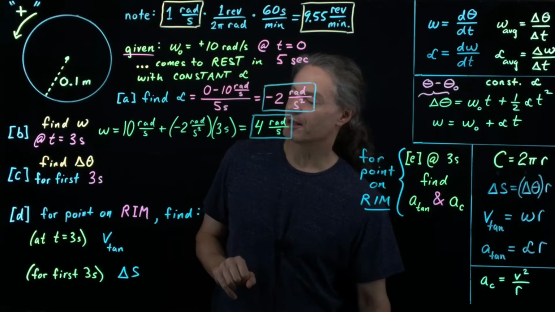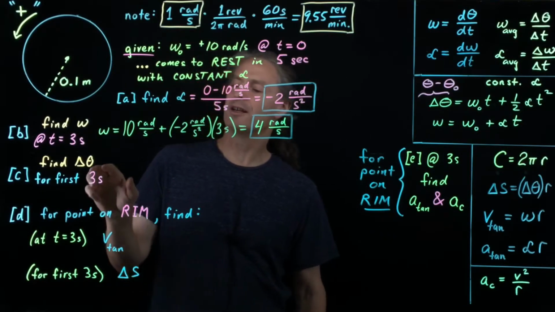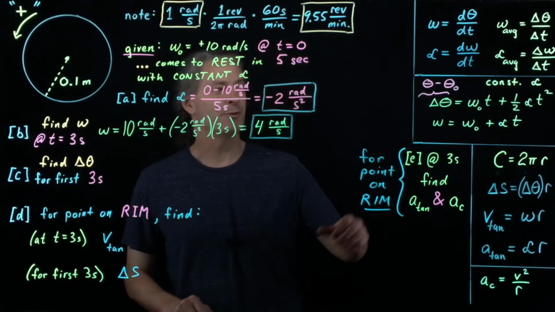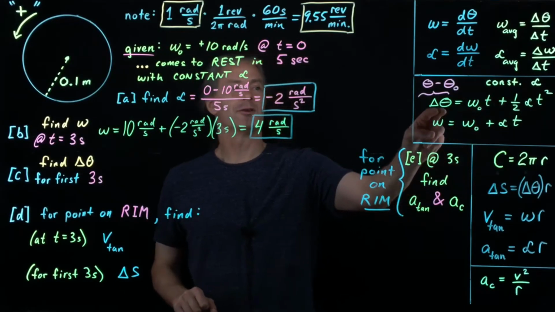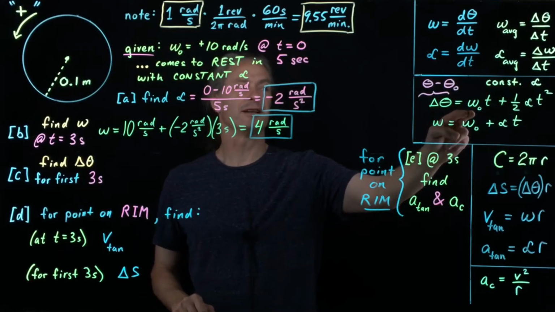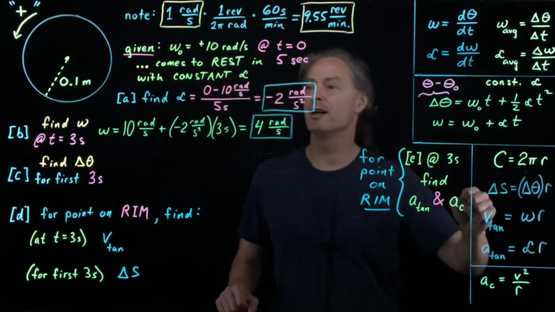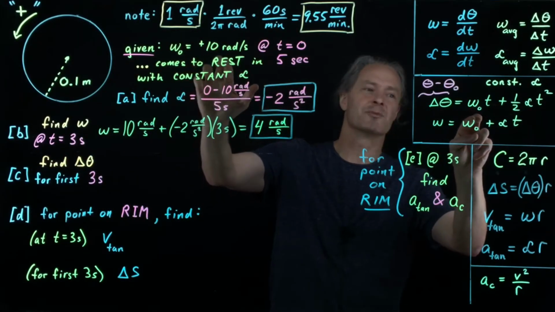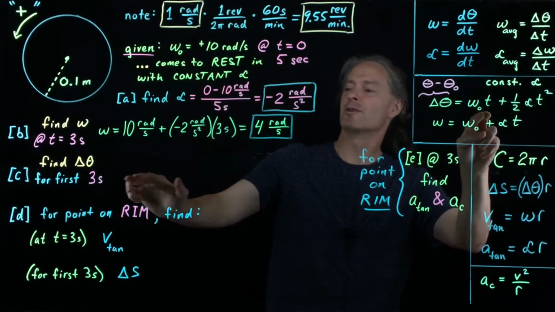Okay, let's move to the next question. We want to find the angular displacement for the first 3 seconds of motion. To do that, we can use this expression. So the angular displacement for the first 3 seconds will be the initial angular velocity times the elapsed time. The initial angular velocity is the 10 radians per second. The elapsed time will be the 3 seconds.